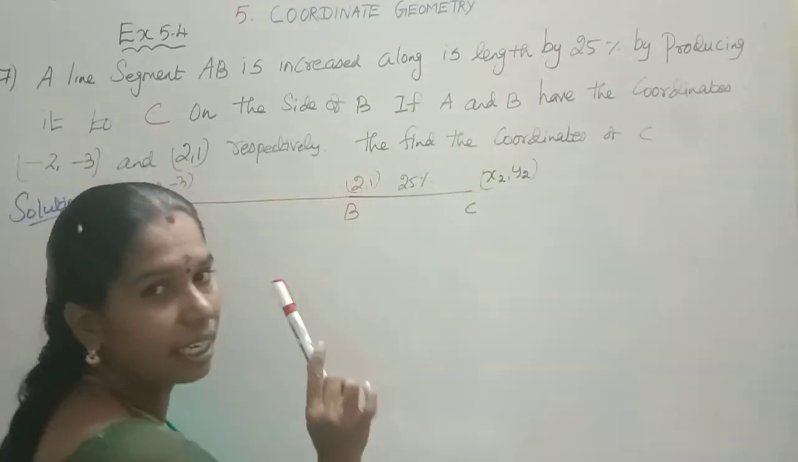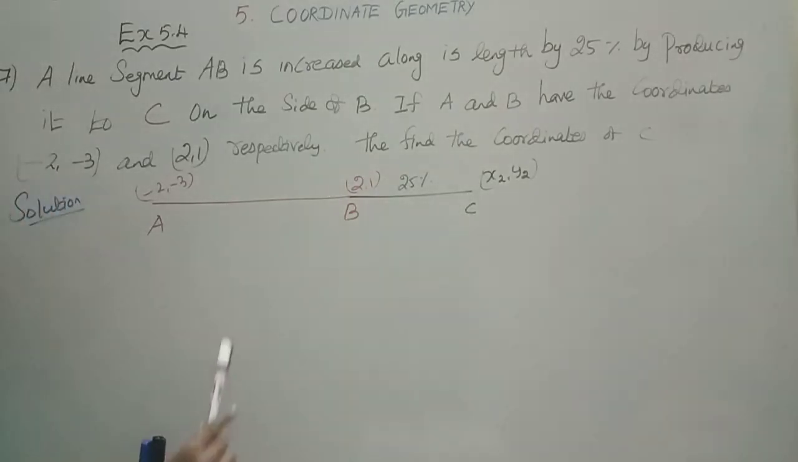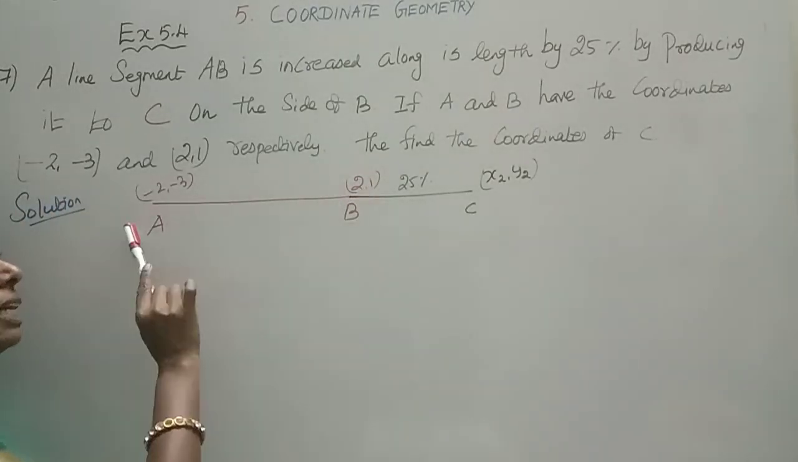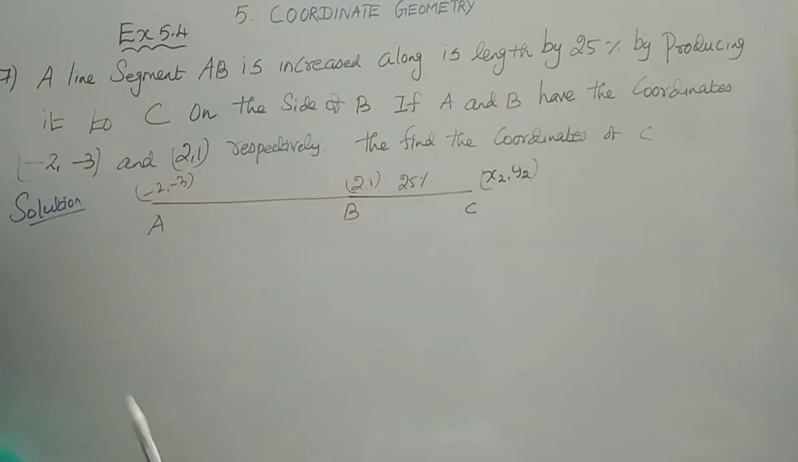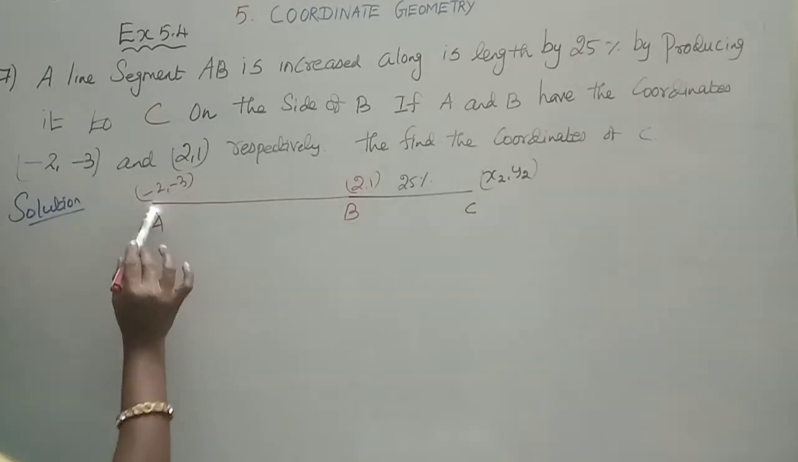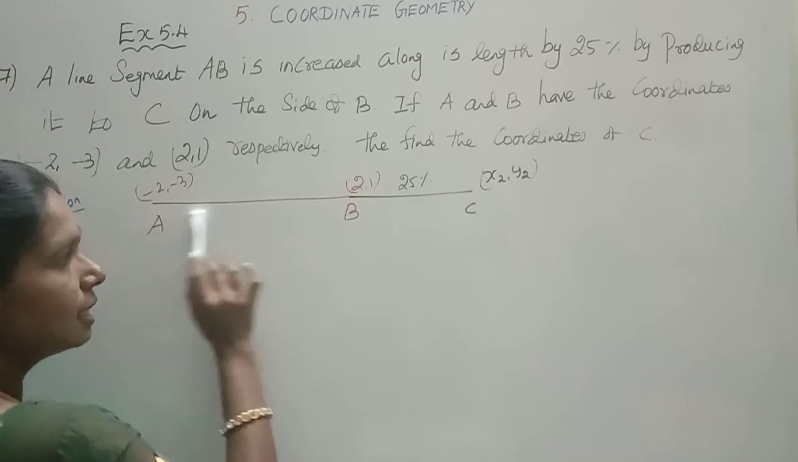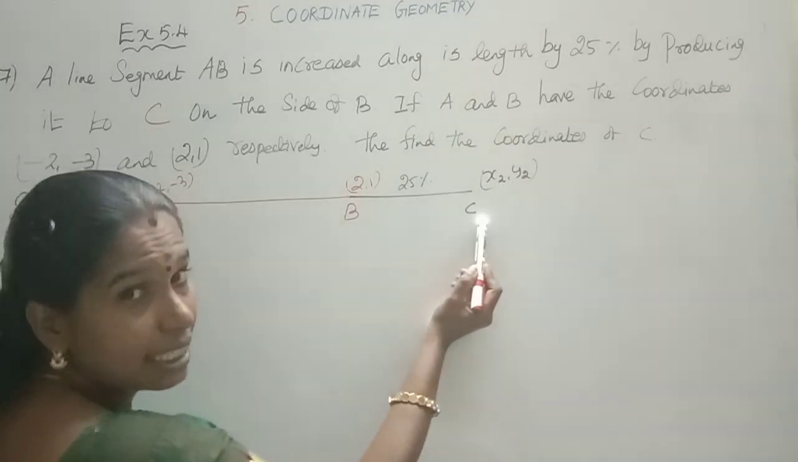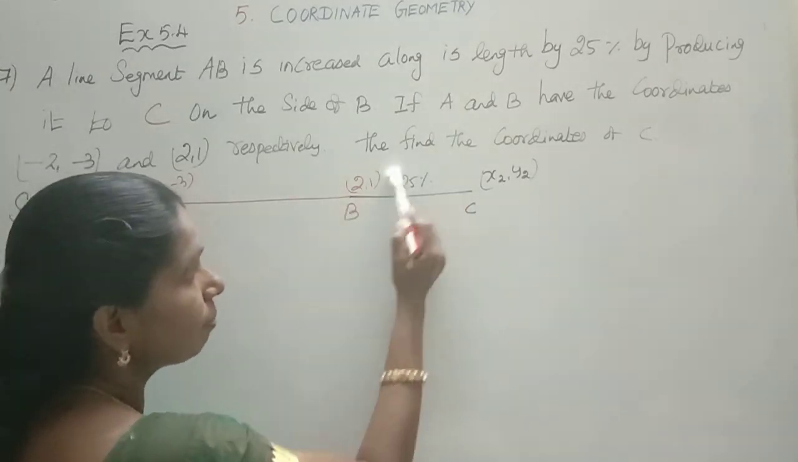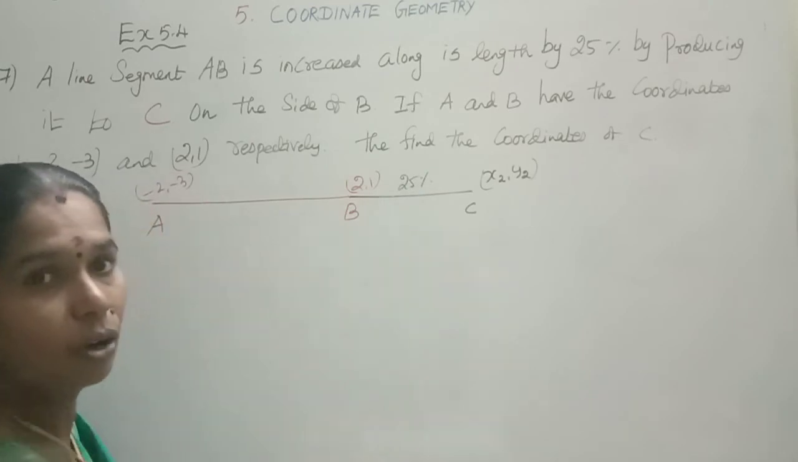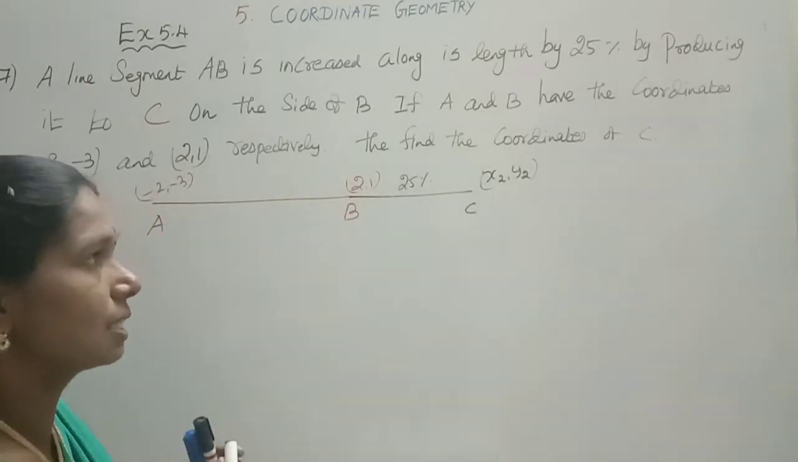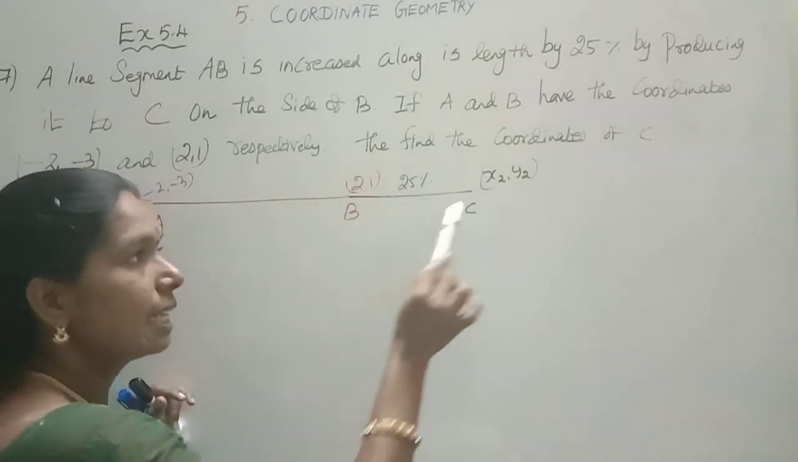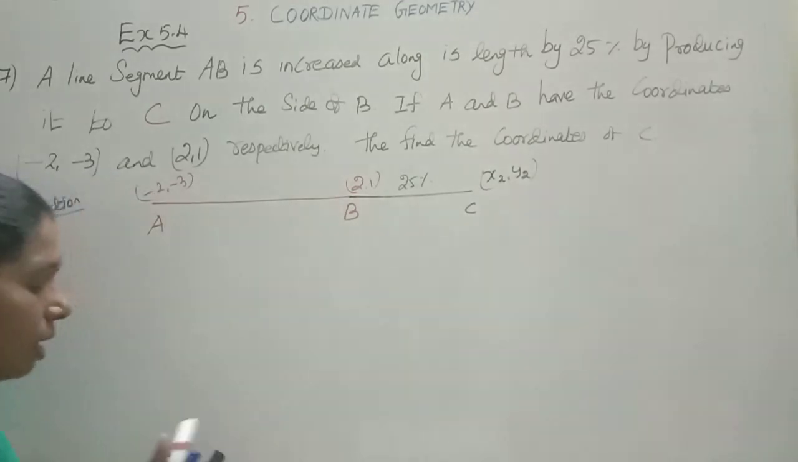Here they have not given the ratio, but you are having the B point (2, 1) and A point (-2, -3). It is very simple. First we are going to find the full length of AB. In this AB, how much is it increased? From B to C, 25% is increased. Using the 25% idea, we are going to find the x2, y2.